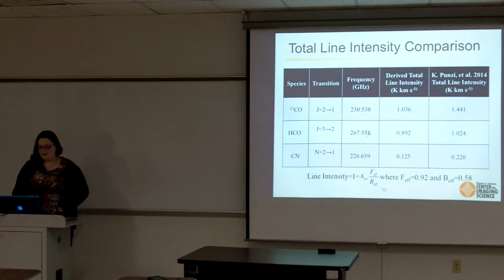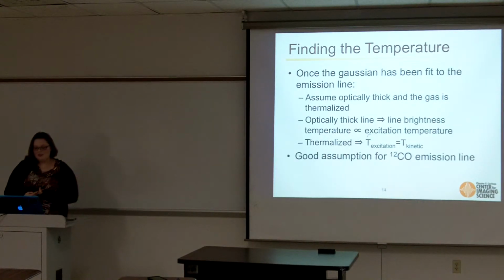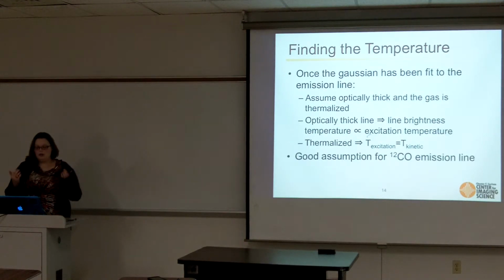So what else did I do? I also looked at trying to estimate the temperature, which is not as easy as it sounds. So once you get the Gaussian fit and everything, you have to assume that the gas is optically thick and the gas is thermalized. So basically, optically thick means that the line brightness temperature, so your signal, is about proportional to the excitation temperature, and thermalized means that the excitation temperature is the kinetic temperature as well, which for 12CO is a good assumption.